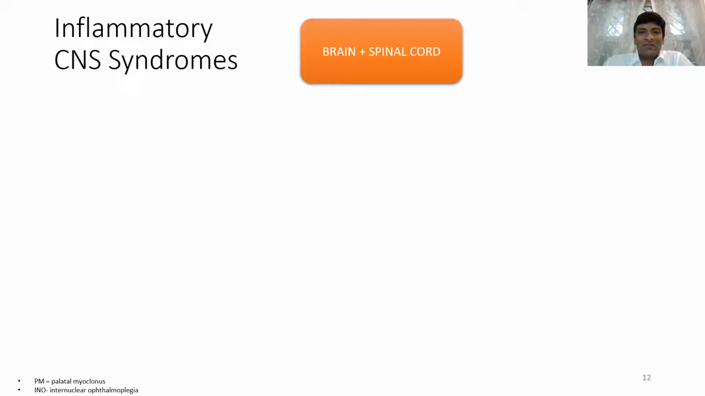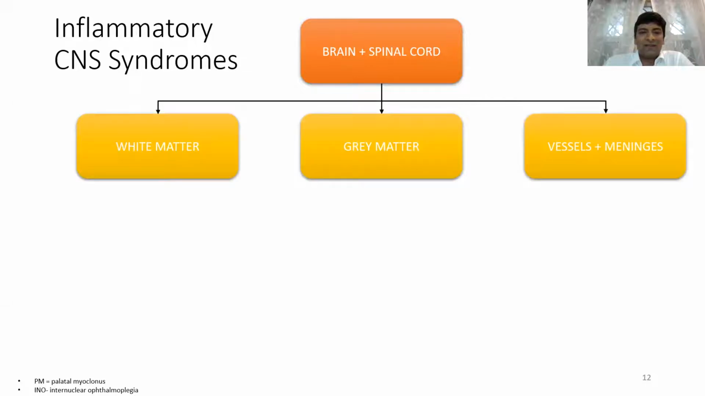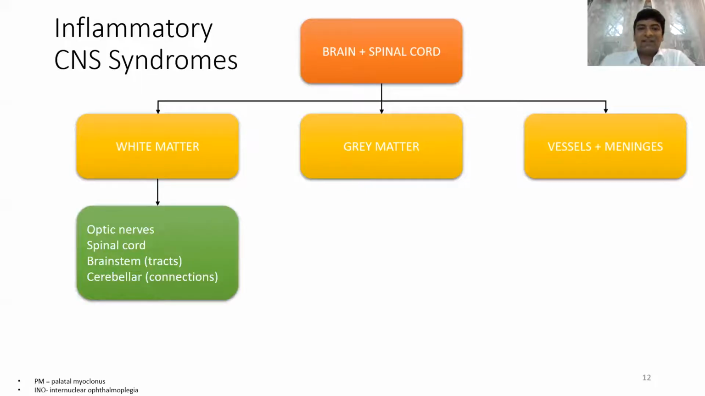So the CNS syndromes involve the brain and spinal cord. And for convenience, we can divide these into white matter syndromes, gray matter syndromes, and syndromes that involve the other structures, which are the vessels and the meninges. This is useful because it not only gives us a clue to pathology, but also clinical symptomatology.